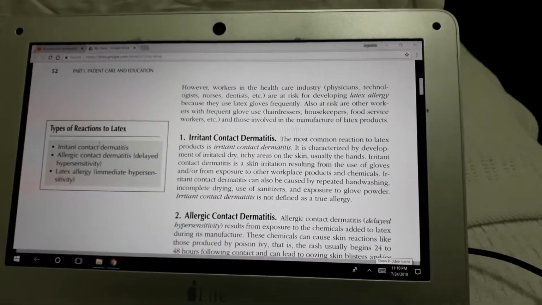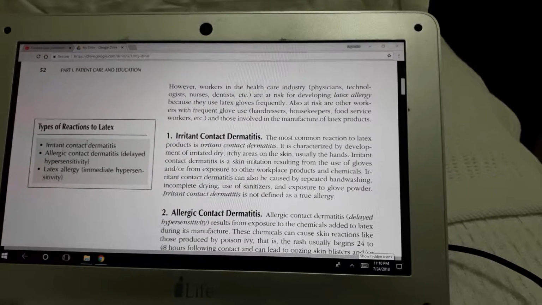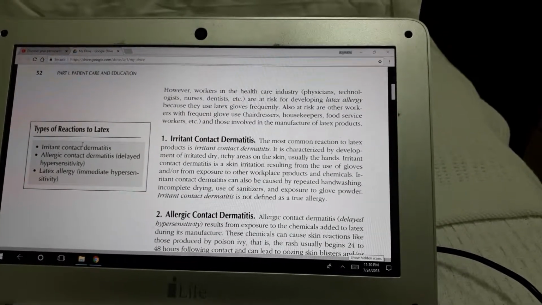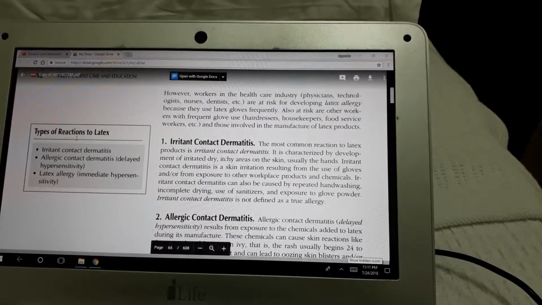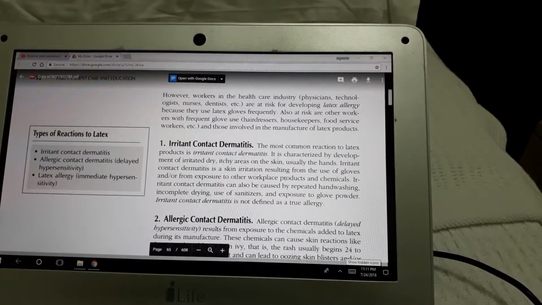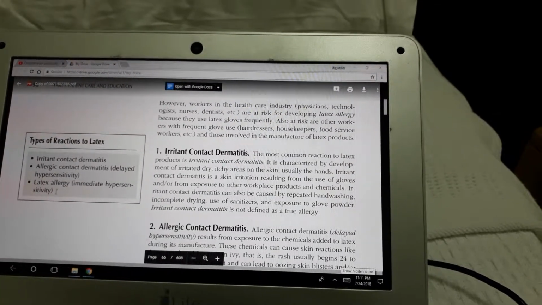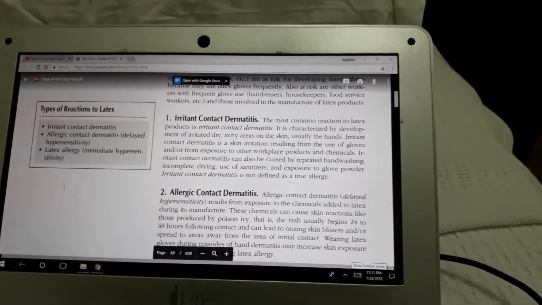Types of latex reactions: irritant contact dermatitis, allergic contact dermatitis, and delayed or immediate hypersensitivity. Latex allergy: immediate hypersensitivity.